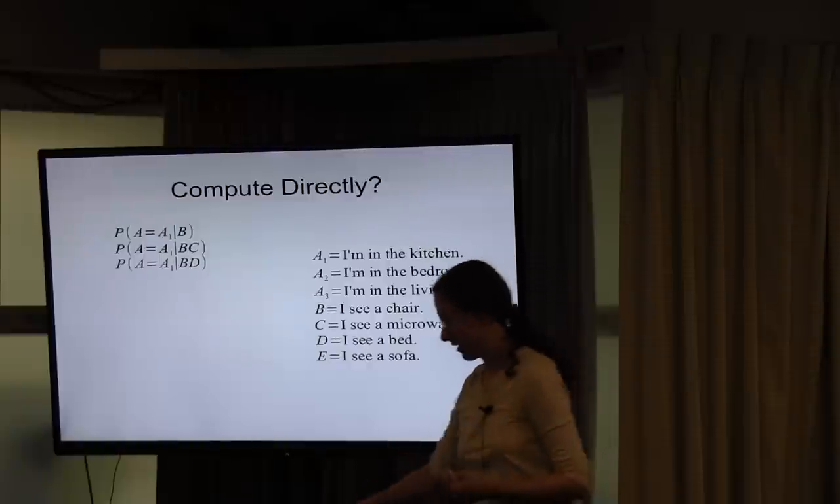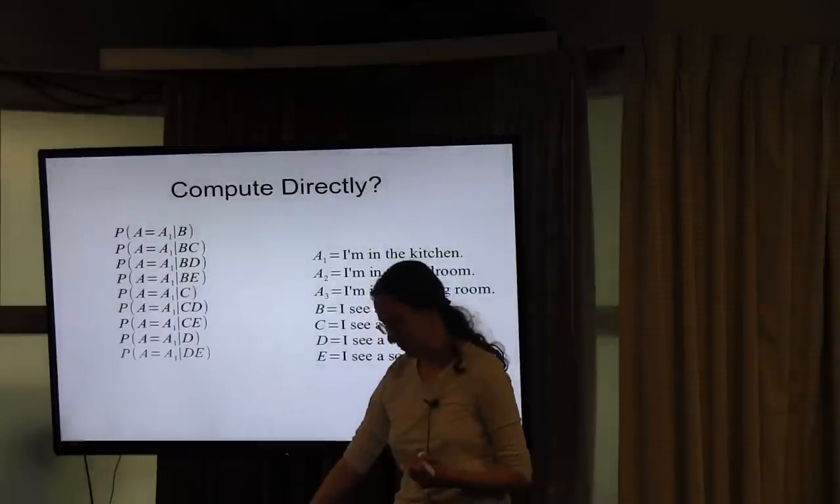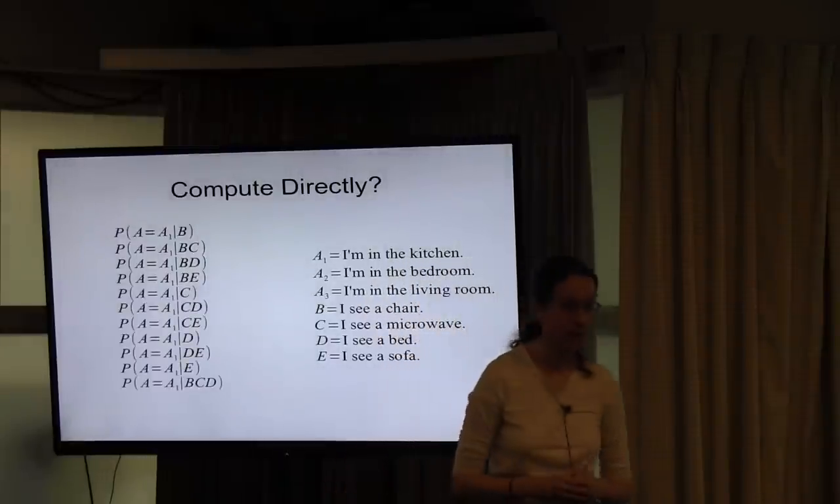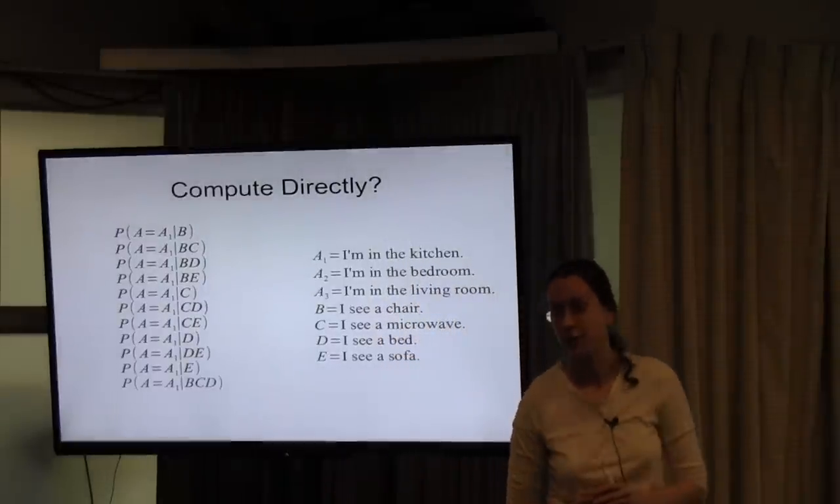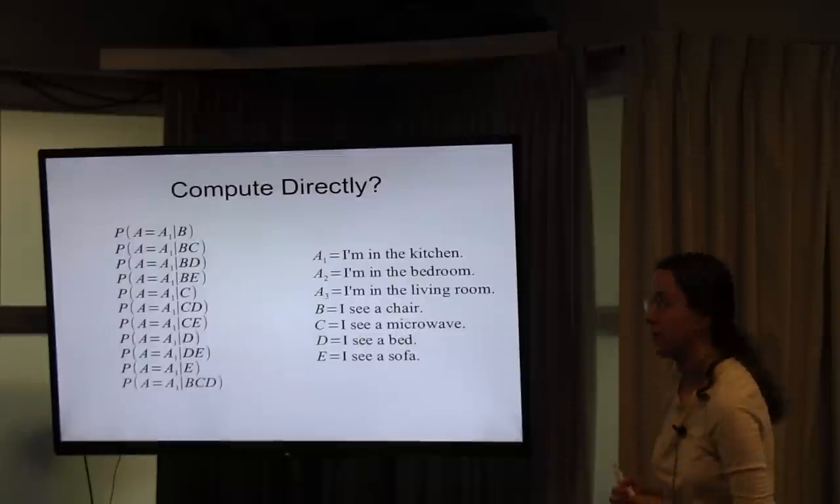So basically, and I can keep going, there's lots of them. These are all the different things I'd like to be able to ask my model, right? Given any subset of these observations, I'd like to be able to have it tell me the probability I'm in a certain room. Yes?